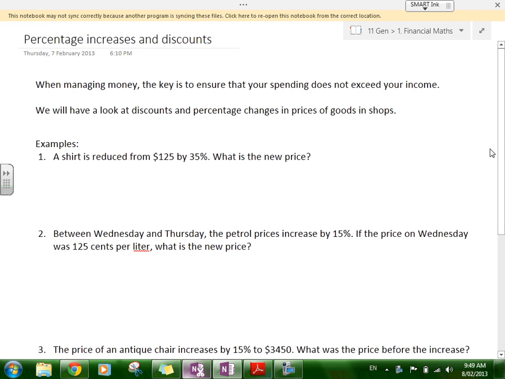very much sort of revision type things. The ideas of percentages, discounts, increases, price, all that sort of thing. We're just going to do that today. So we're managing money. So that's the sort of subtopic we're talking about, managing money. We need to make sure that our spending doesn't exceed our income.